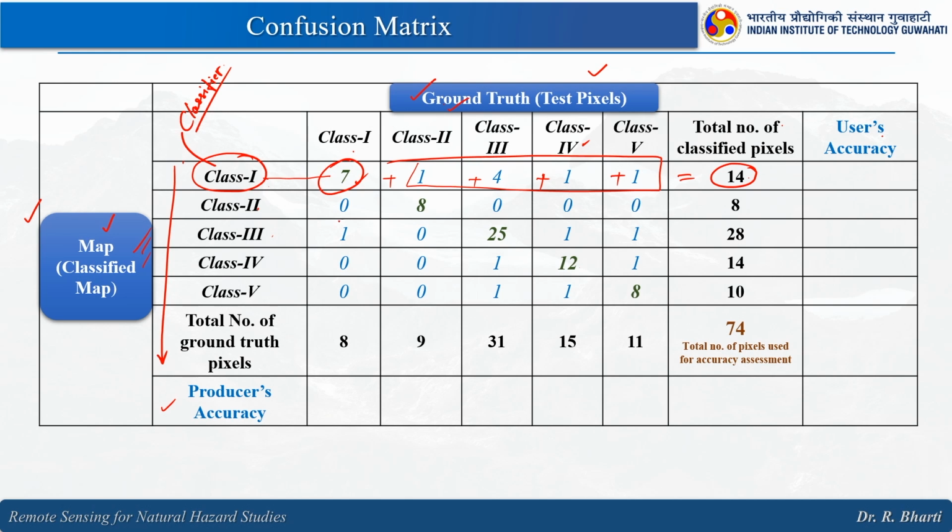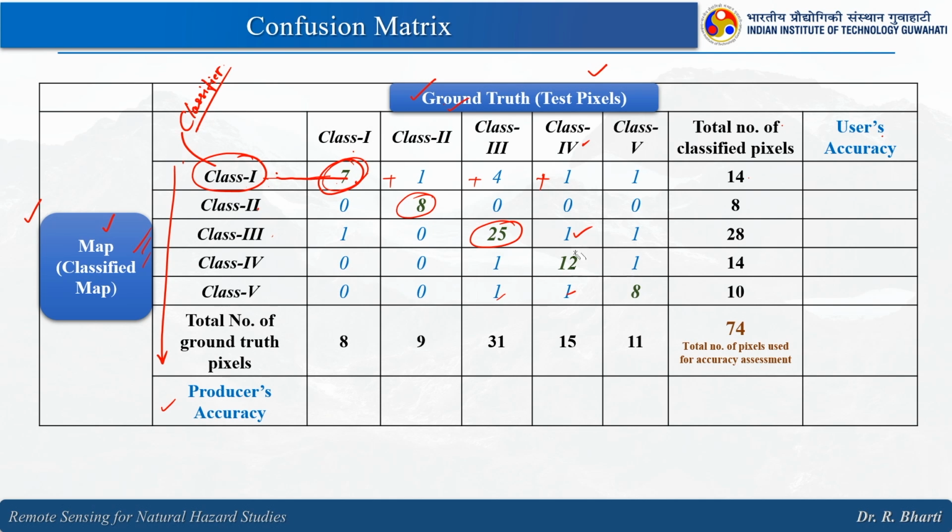Similarly, for class 2, 8 is correctly classified. For class 3, 25 are correctly classified and the others are wrongly classified. For class 4 it is 12, 1, 1 and here it is 8, 1, 1. When you see the row, you have to see how many pixels are correctly classified and how many are wrongly classified. Now we will go with the column.